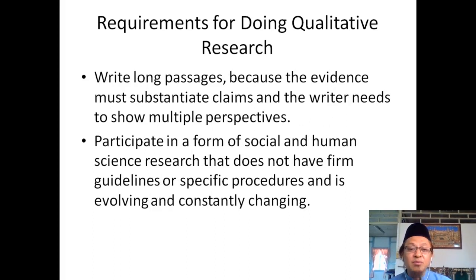And you must be able to become a competent writer. A competent writer will be able to write long passages, because all this evidence that you collect needs to be written down in a very beautiful, easily understandable piece of writing that has shape, beautifully crafted, that people can read and learn from easily. And then you are willing to participate in a form of social and human science research that does not have firm guidelines. As we mentioned earlier, the research design is not fixed. It is quite flexible. What you have planned will definitely change as you progress in doing the research.